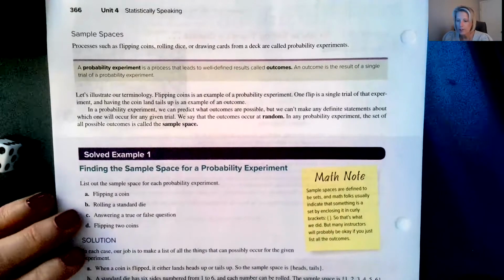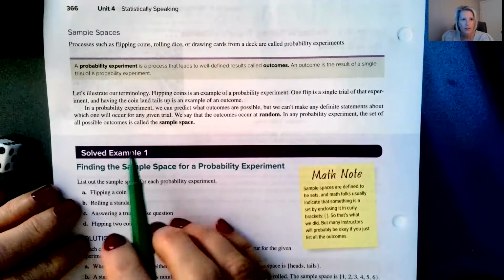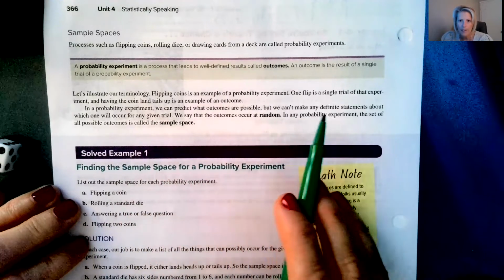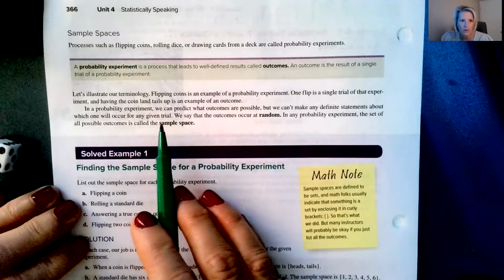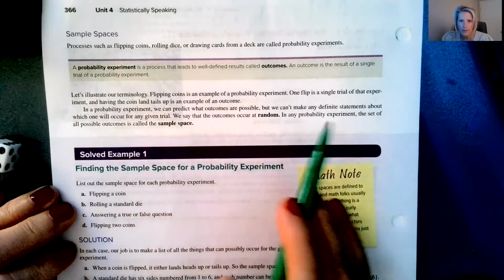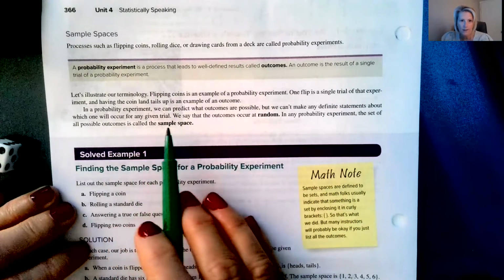And there's 3 types of probability that we're going to learn about. So it says in a probability experiment, we can predict what outcomes are possible, but we can't make any definite statements about which one will occur for any given trial. We say that outcomes occur at random. In any probability experiment, the set of all possible outcomes is the sample space.